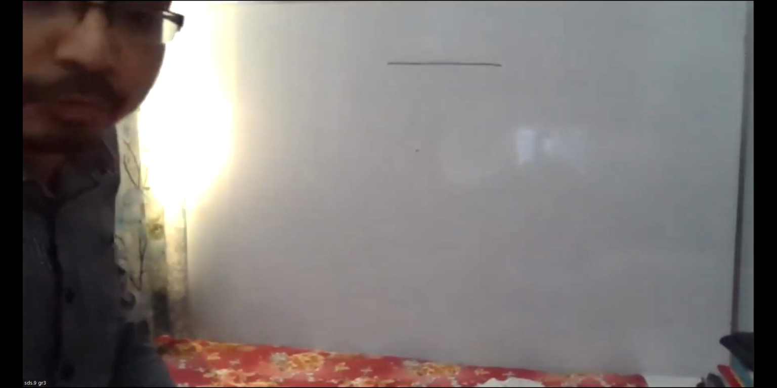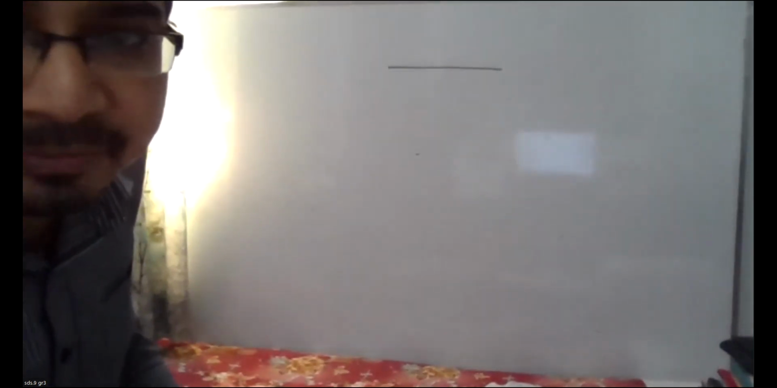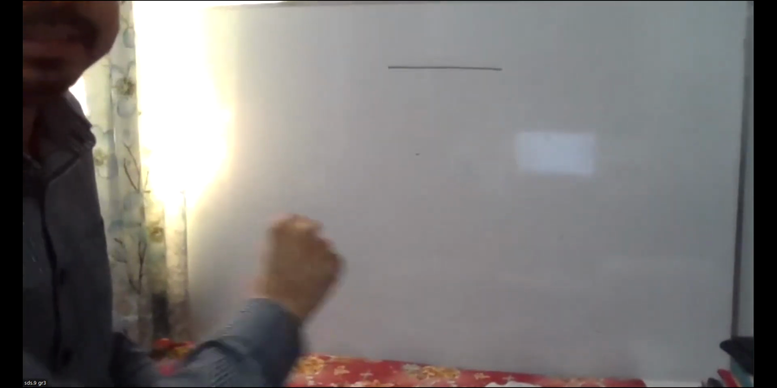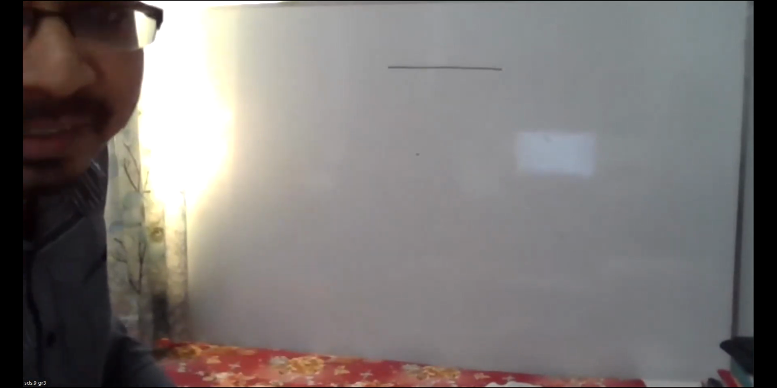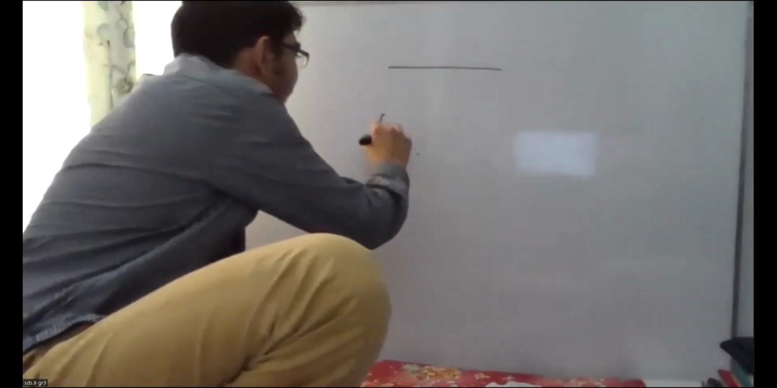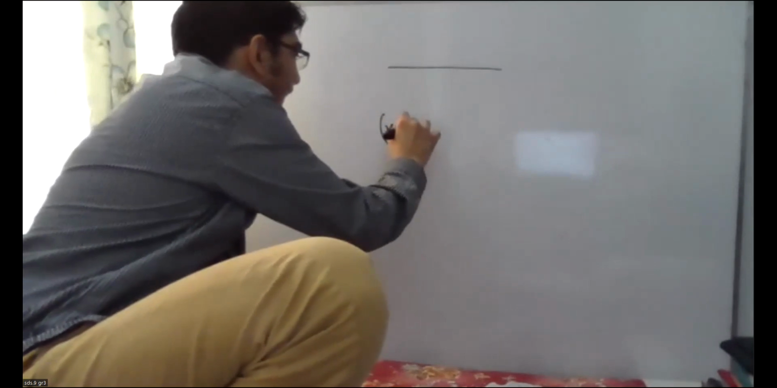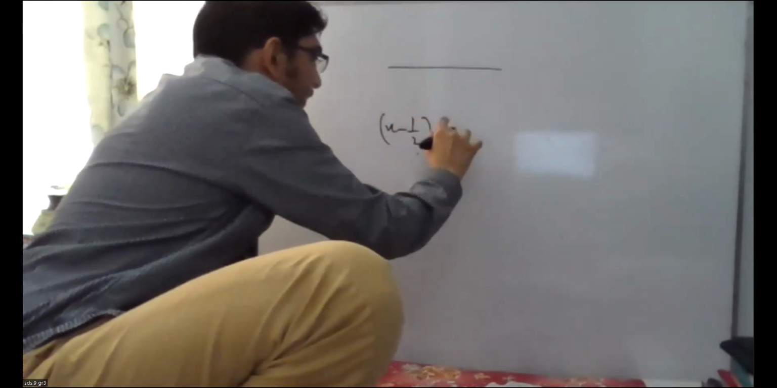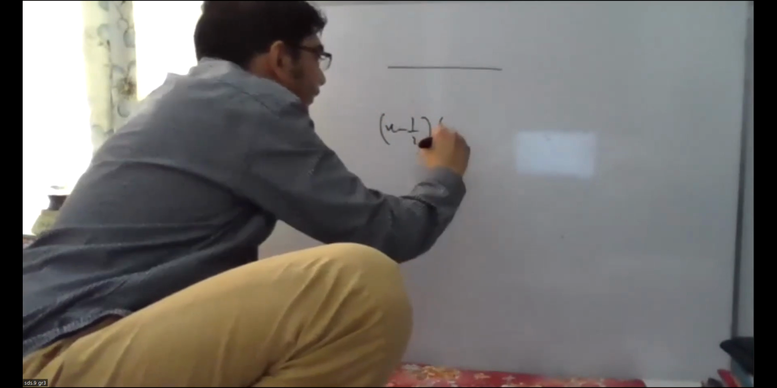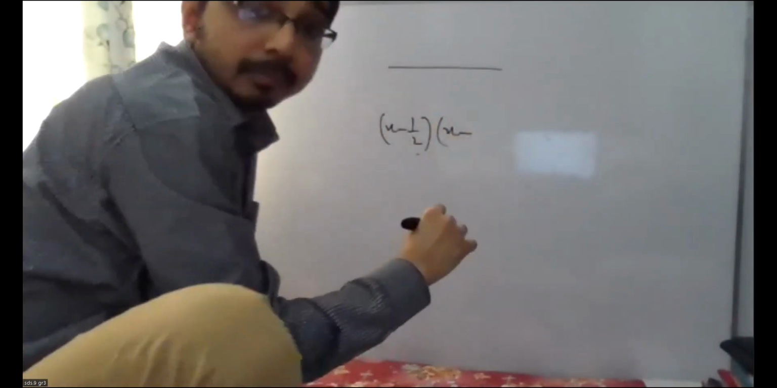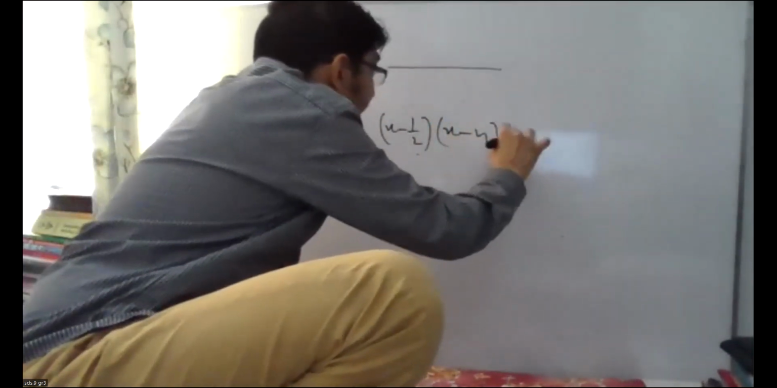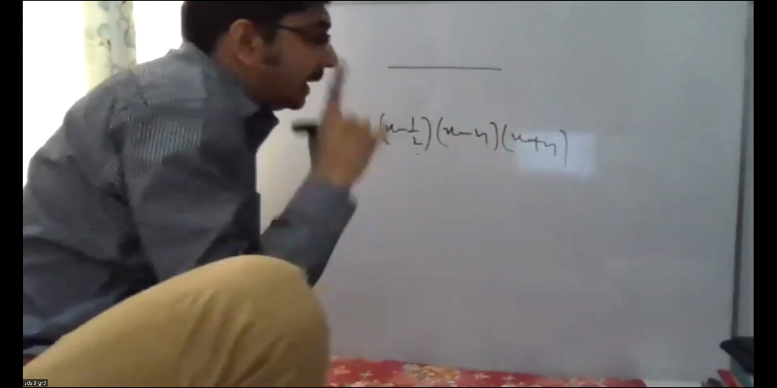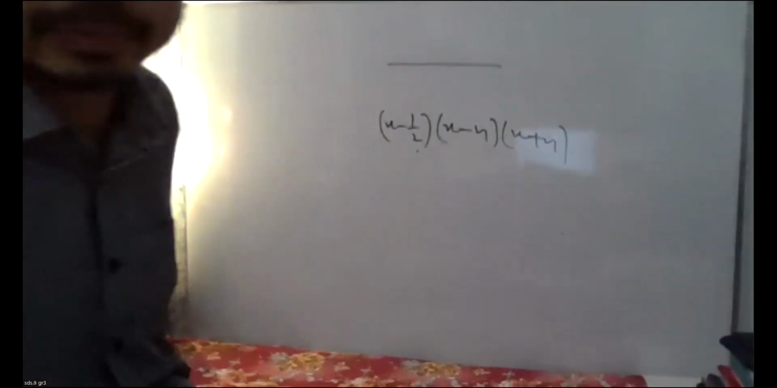Now, over here, the x-intercepts are half, 1 and minus 1. The roots of the equation p(x) equal to 0 are where it touches the x-axis, at half, 1 and minus 1. So I can write it like this: x minus half, x minus 1, x plus 1. I can write it like this, but there's a problem. Up to this, it is fine.